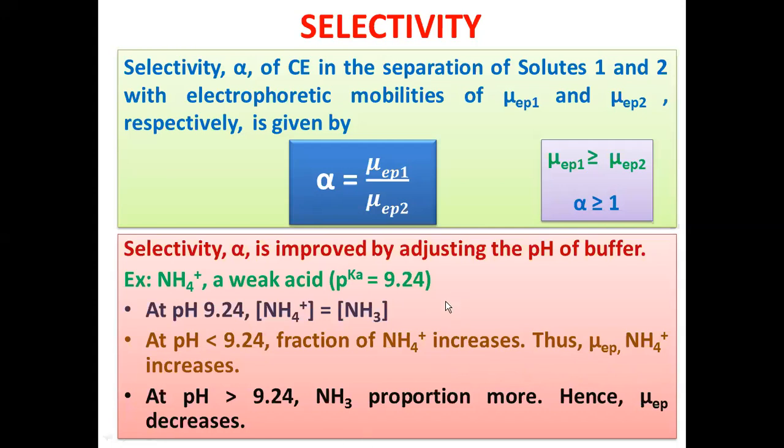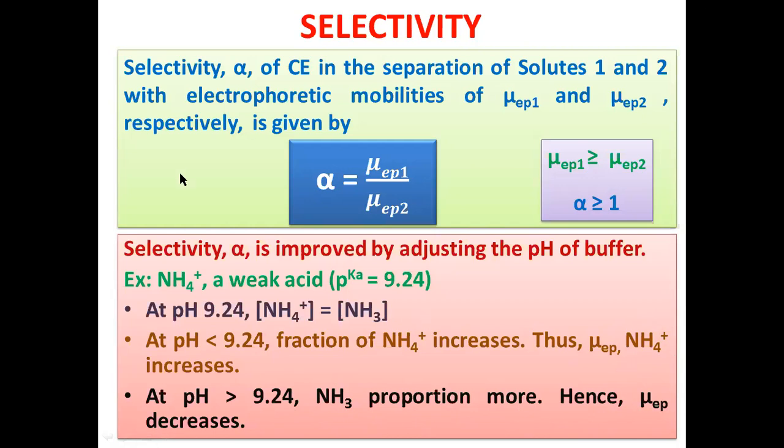In contrast to increasing the electrophoretic mobility of ammonium ion by decreasing the pH, if you increase the pH greater than 9.24, ammonia will be present in a greater fraction, because it is basic. 9.24 is going to be a basic pH, so the NH3 proportion will be more at pH greater than 9.24. Hence, the electrophoretic mobility of ammonium ion will decrease. At pH less than 9.24, the electrophoretic mobility of ammonium ion will increase. At pH greater than 9.24, the proportion of ammonia will be more, therefore the electrophoretic mobility of ammonium ion will be less. So this is how we can increase the selectivity.